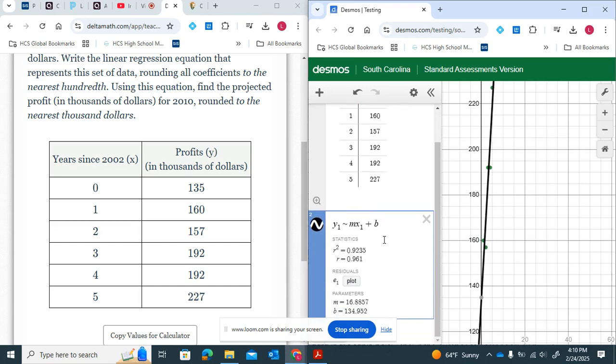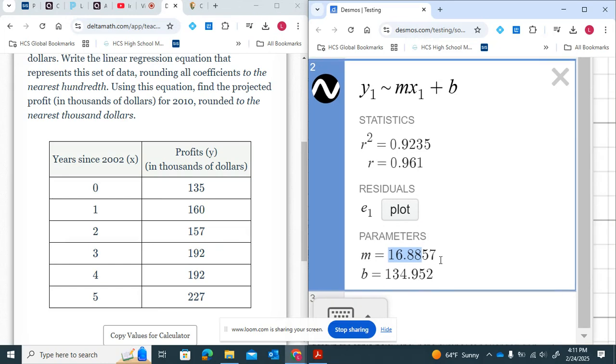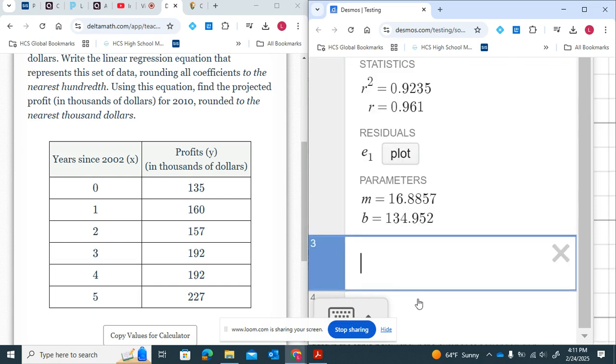And so my coefficient for the slope is 16.8857. And the y-intercept is 134.952. And it says we need to round all coefficients to the nearest hundredth, which is 2 decimal places. So for the slope, I look at the second decimal place, which is 8. And because there's a 5 next to it, I need to bump that up to a 9. So my slope is going to be, and I'll write it below, 16.89.